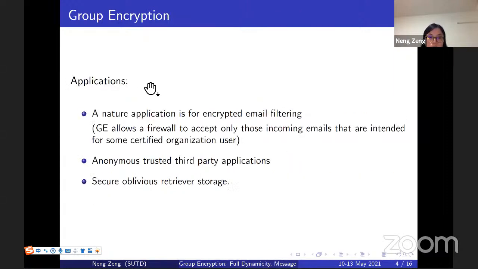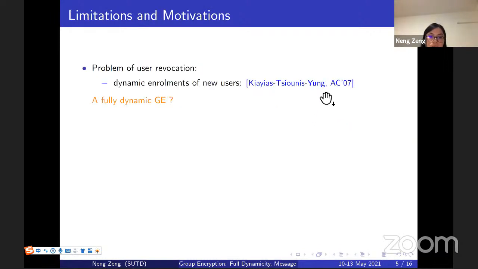Group encryption schemes have many appealing privacy-preserving applications, such as encrypted email filtering, anonymous trusted third-party applications, and secure oblivious retrieval storage. So far, group encryption has been much less well-studied, and we aim to contribute to the development of group encryption, given its compelling features and nice applications.